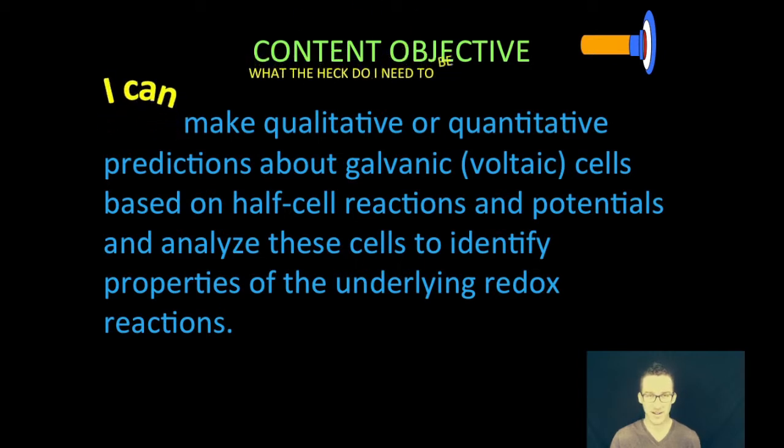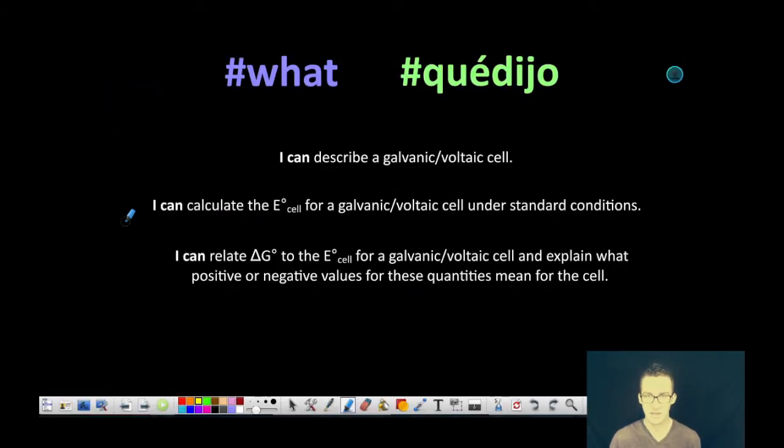Mr. Boylan here. Today, we are going to make qualitative or quantitative predictions about galvanic/voltaic cells based on half-cell reactions and potentials, and analyze these cells to identify properties of the underlying redox reactions. Whew, sounds super complex, but I think you'll find that the stuff that we're going to talk about is pretty easy peasy. But let's break that content objective down a little bit.